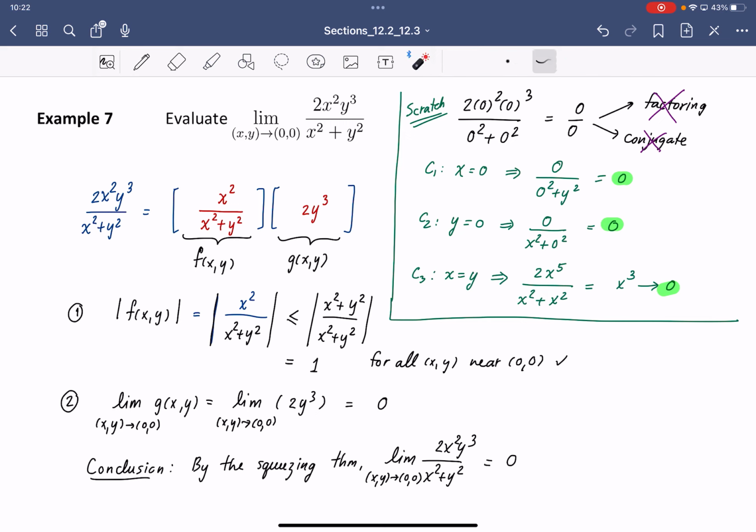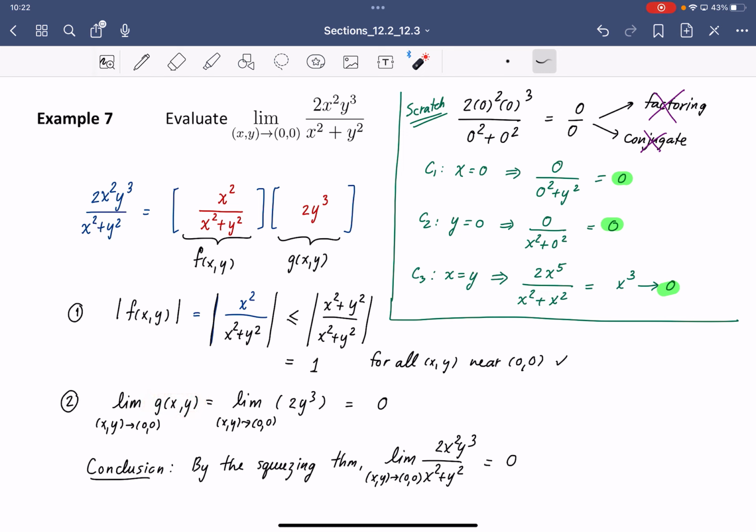So again, one more time, we split into two functions, f and g. We need f to be less than or equal to some number, which can be any number you want, and then the g part is going to go to 0.